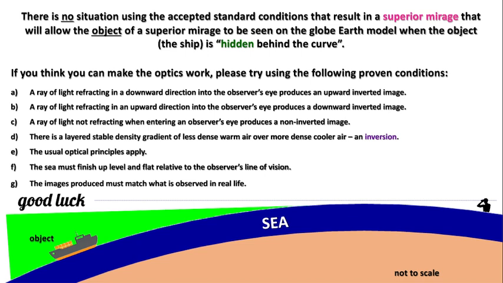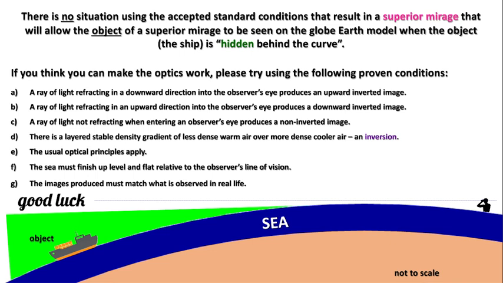A. A ray of light refracting in a downward direction into the observer's eye produces an upward inverted image. B. A ray of light refracting in an upward direction into the observer's eye produces a downward inverted image. C. A ray of light not refracting when entering an observer's eye produces a non-inverted image. D. There is a layered stable density gradient of less dense warm air over more dense cooler air, an inversion. E. The usual optical principles apply.